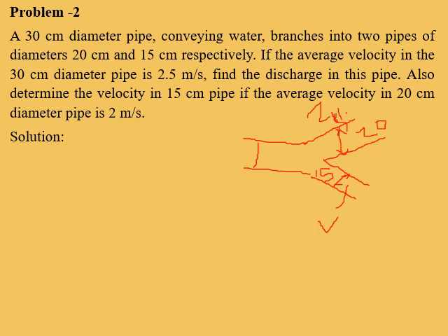So here we want to find out, what is the discharge? Find the discharge in this pipe here. First of all, you find out the discharge through these pipes. Then determine the velocity in the 50 centimeter pipe. So these things we have to calculate. So this is one schematic sketch connected to this numerical.